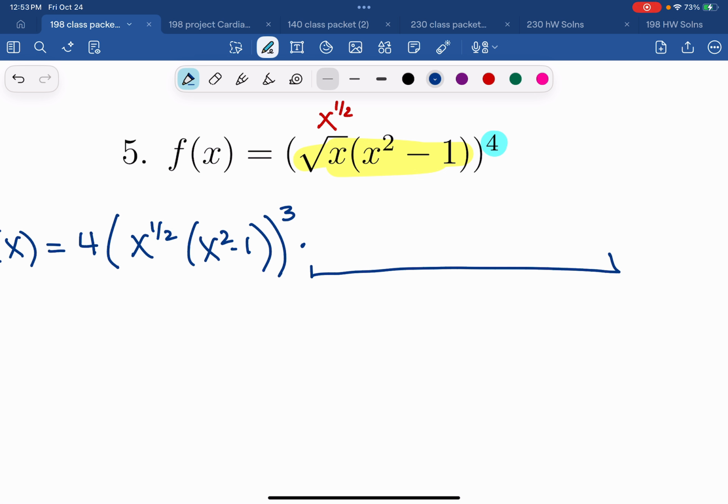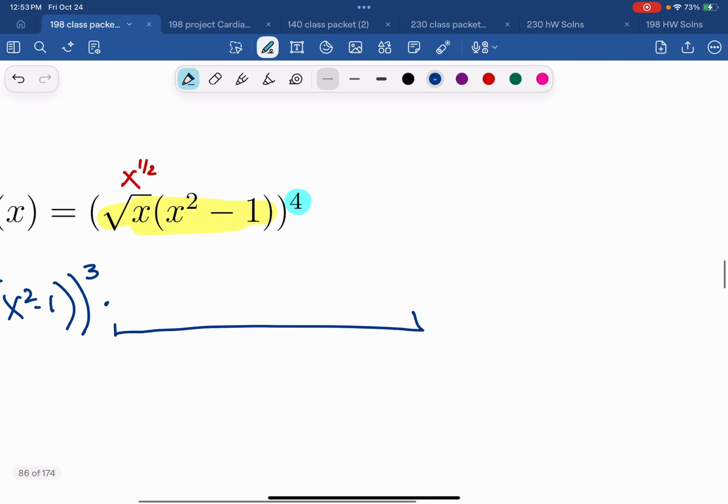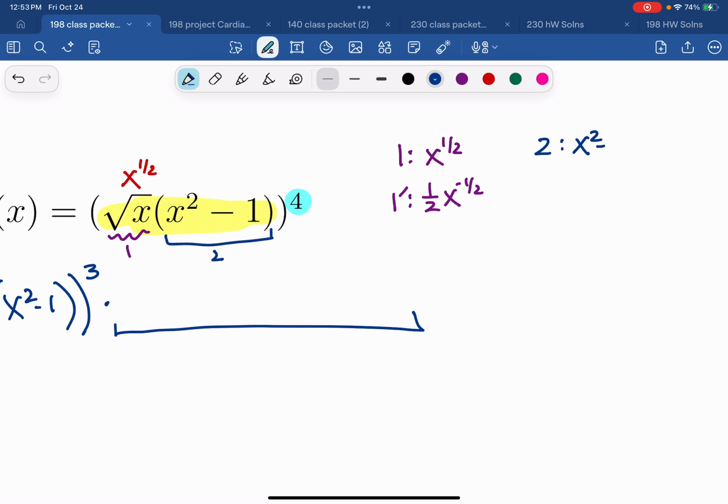Now that's going to be a little bit complicated because my inside is 2 things that are being multiplied together. And because it's 2 things that are being multiplied together, we're going to start with product rule. So that means for product rule, I'm going to make this my function 1, and I'm going to make the x squared minus 1 my function 2. And my function 1 is going to be the x to the 1/2, and its derivative is 1/2 x to the minus 1/2. My function 2 then is the x squared minus 1, and its derivative is 2x.